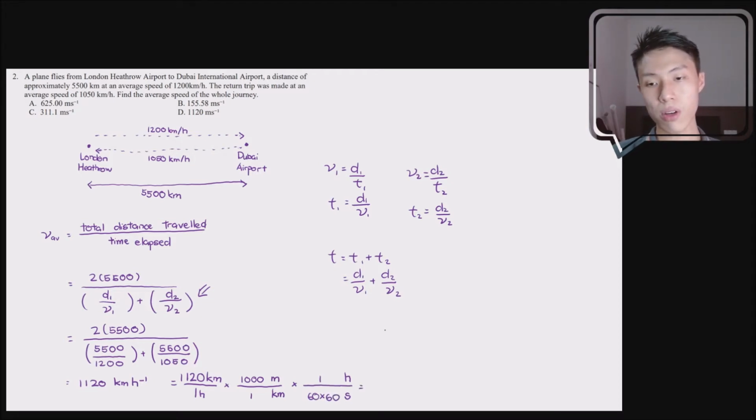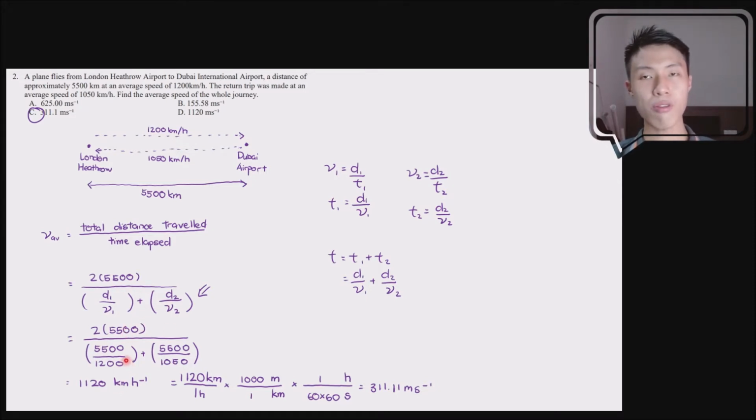So if you perform your calculation, this conversion here, I believe you should get an answer of 311.11 meter per second. And with that, we know that our answer is C. Okay, you can do it separately. What I mean is you can perform your calculation here to get T1 and T2, then add them up, put it inside here, then only perform your second part of the calculation.